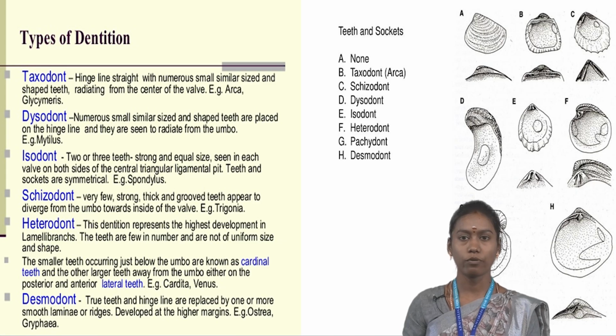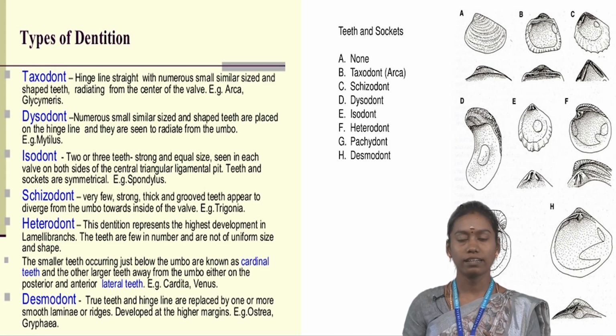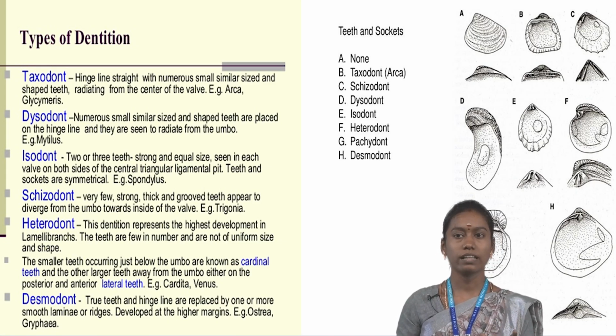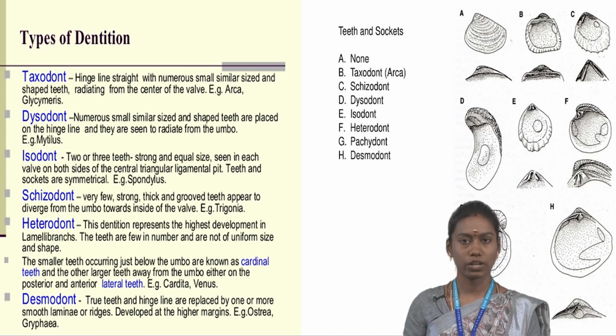Then heterodont type of dentition. This type represents the highest development in lamellibranchs. Lamellibranchs is another name for Pelecypoda. The teeth under heterodont are very few in number and are not of uniform size and shape. All are unequal in size and shape.